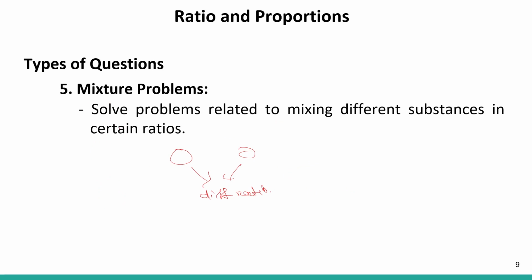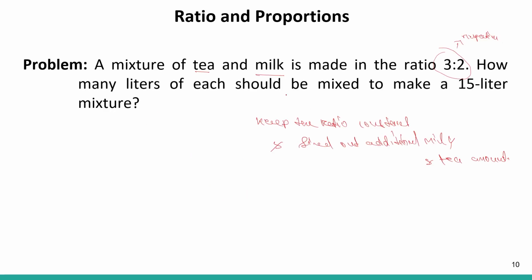Then we had mixture problems. So a mixture problem was nothing but solving problems related to mixing different substances in certain ratios. Okay, for example, tea and milk where the ratio remained constant. What we wanted to calculate was, if we want to make a mixture of 50 liters, then how much more milk do you need and how much more tea do you need.